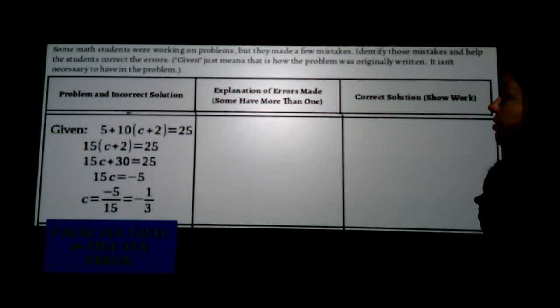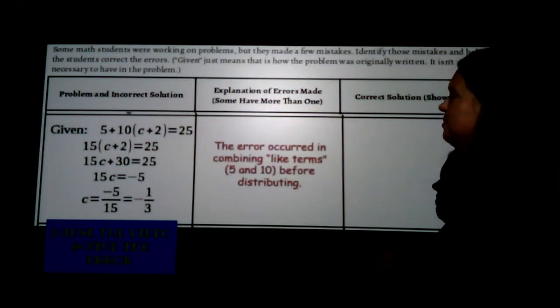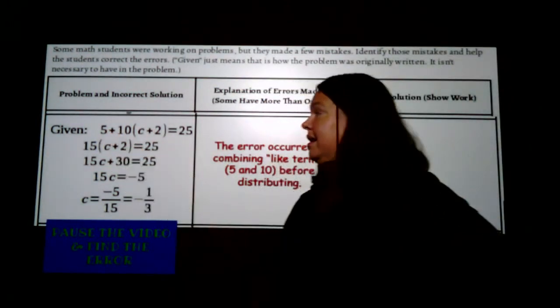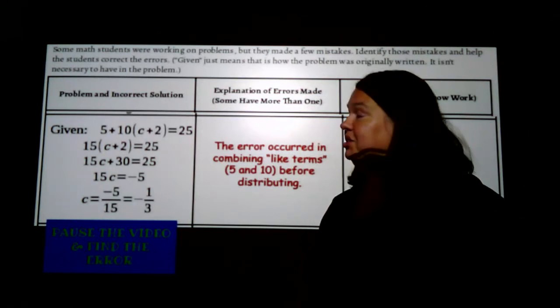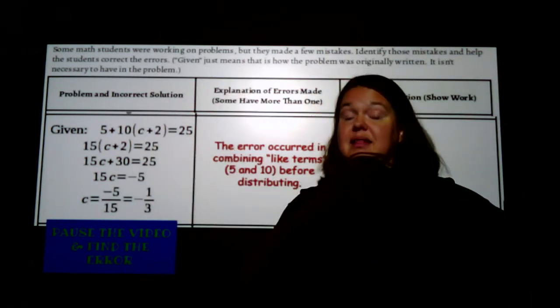Okay, so this one happens a lot, especially at the beginning of the year, because people love to combine like terms before distributing, I guess. So the problem was that they combined the 5 and the 10, and then they distributed that. You don't do that. You do the distributive property and then combine like terms, right?